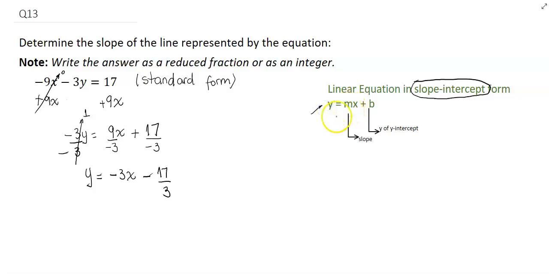And there is a coefficient in front of the x. This coefficient here is the slope of the line. So your m for this case is negative 3.